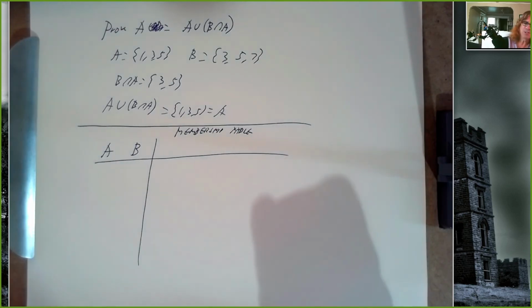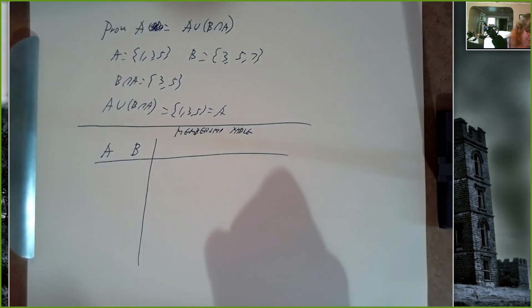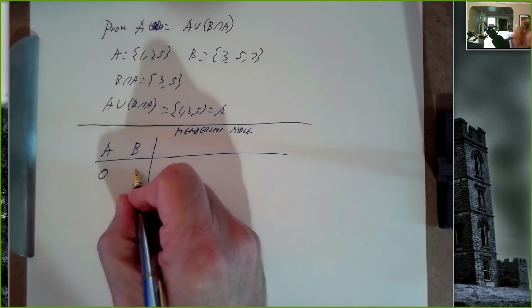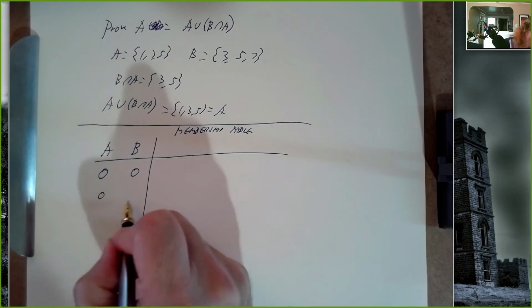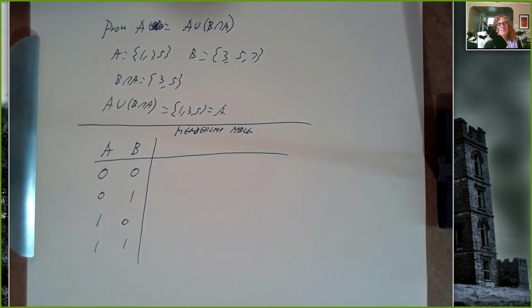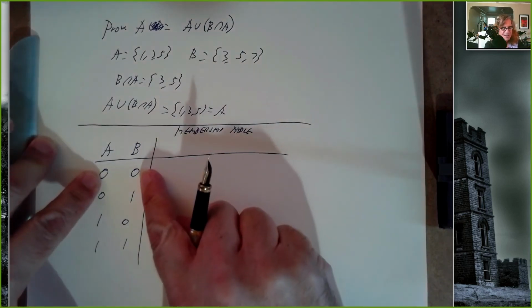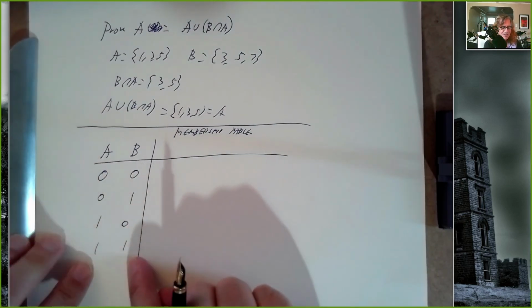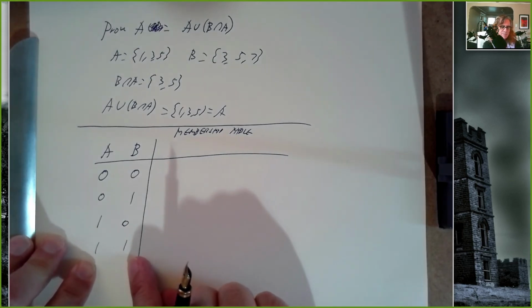And I'm going to use ones and zeros. If my element is not a member of A, I'm going to write a 0. And if it's not a member of B, I'm going to write a 0. And I'm going to find there's 4 possibilities for anything I think of in the universe. It's in neither A nor B, it's in B but not A, it's in A but not B, or it's in A and B both.